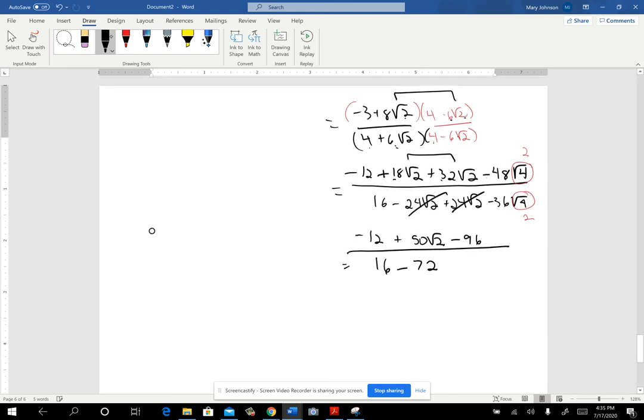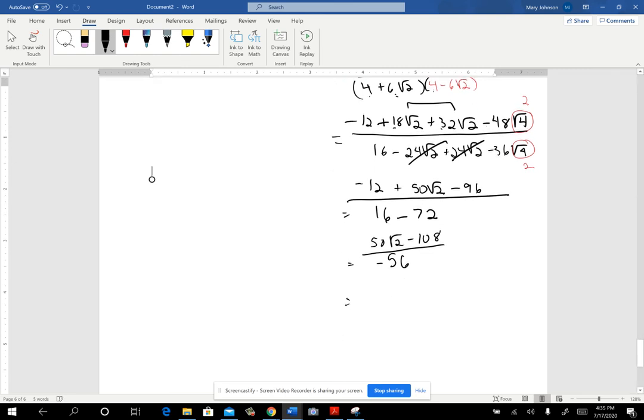All right, so we're about there. And then 16 minus 72, that would be 56 negative. And then on top, I have the 12 and the 96 that I need to put together. So that's 50 square root of 2 minus 108. And it might be better to write that in front so you're not thinking it's under the radical. All right, and then I notice they're all divisible by 2, so I might knock them down by 2.